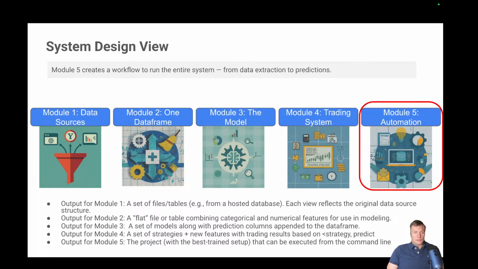Then during the module number 2, we discussed how you might want to combine those separate files or tables into one big flat table, and how you want to make adjustments to the features, define new features, and split all of them into several sets, like all numerical features that you use for modeling, all categorical features converted to dummies, etc.